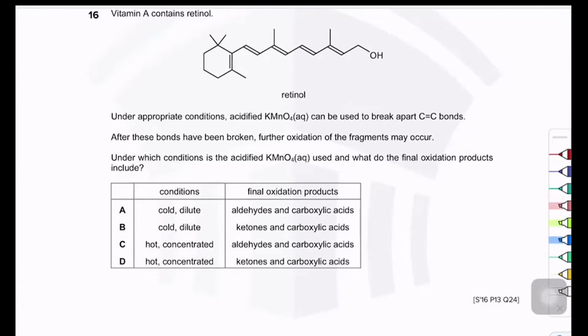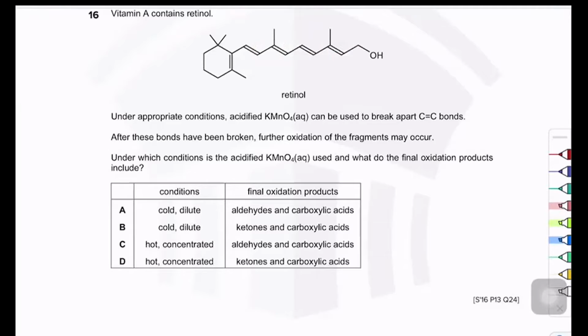So let's see what happens here. Under appropriate conditions, acidified KMnO4 can be used to break apart a carbon-carbon double bond. That means we need hot and concentrated. So it's going to be C or D. After these bonds have been broken, where will the bonds break? It will break here, here, here, here, and here.